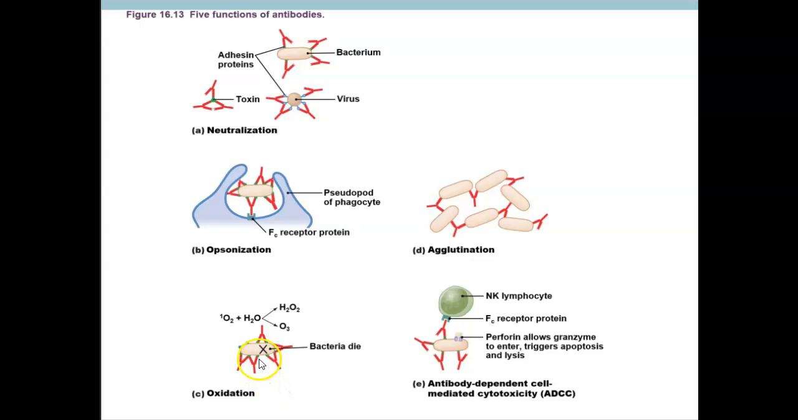Sometimes these can cause oxidation just by binding in the presence of oxides. We can get oxidation of the bacteria, and we can get lymphocytes involved here sometimes. A natural killer lymphocyte in the area will recognize that the antibody is stuck because of that receptor, the constant region is sticking out, and it will cause the cell to die.